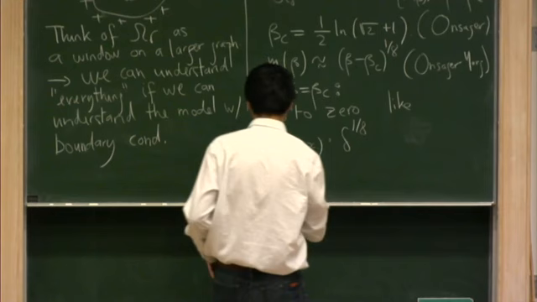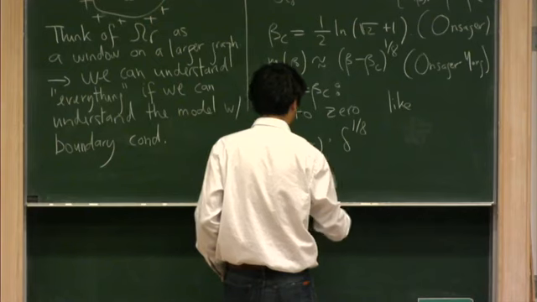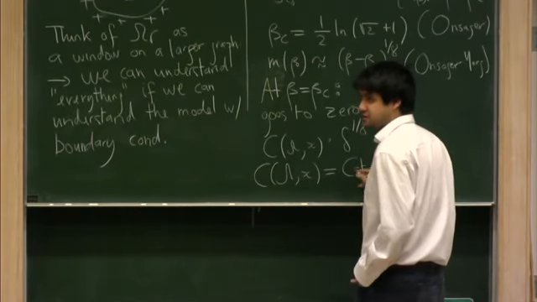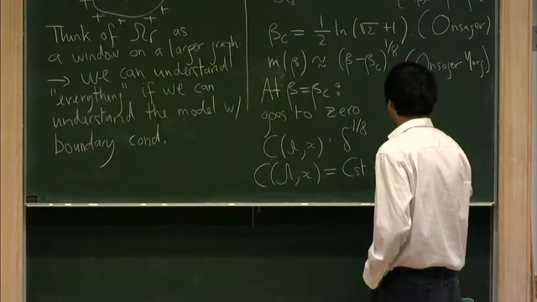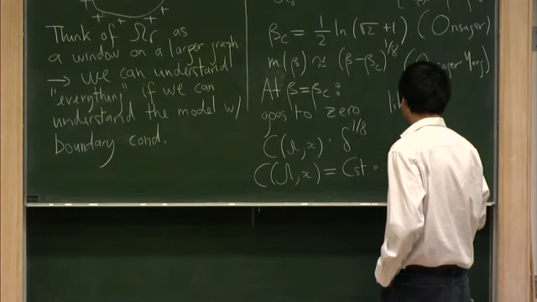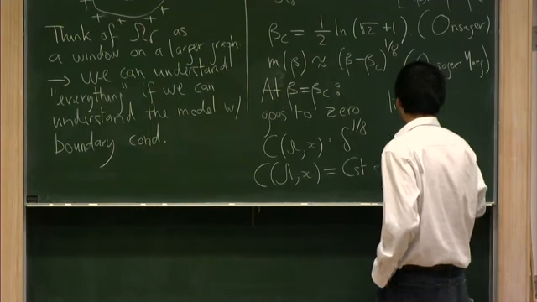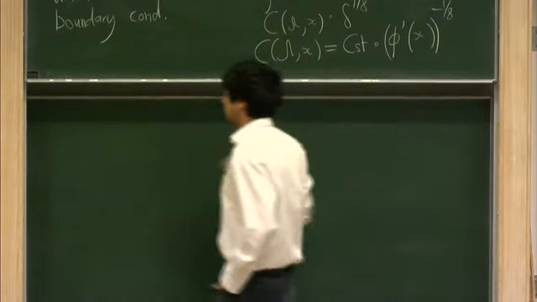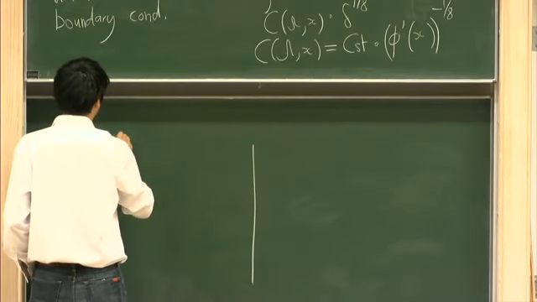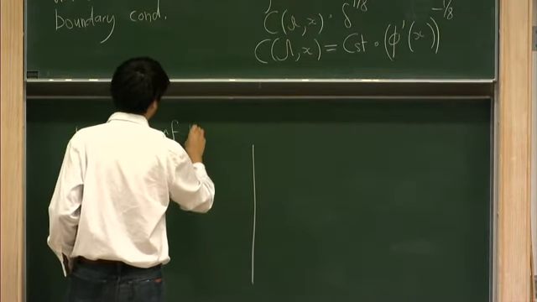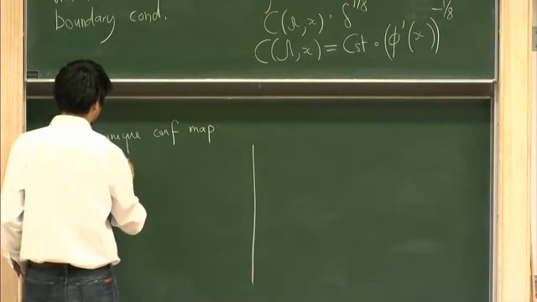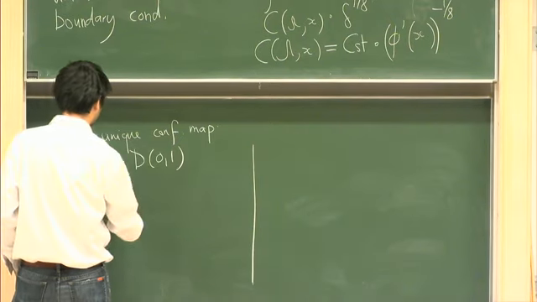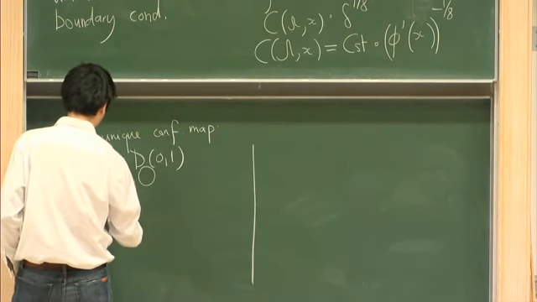I can say what C omega x is. C omega x is a constant times, and this constant is absolute in the sense that it doesn't depend on the domain and the point, times the derivative of a map, phi prime of x to the power minus 1/8, where phi is the unique conformal mapping from omega to the unit disk that sends x to 0, and that has positive derivative at x.